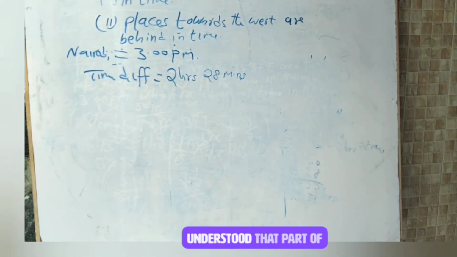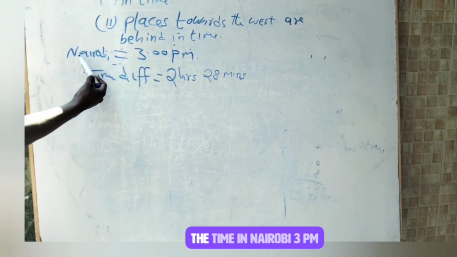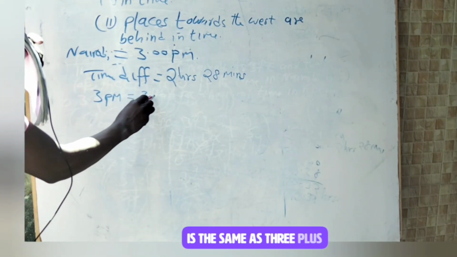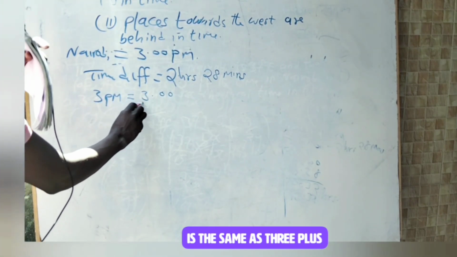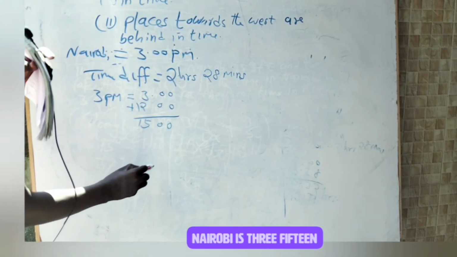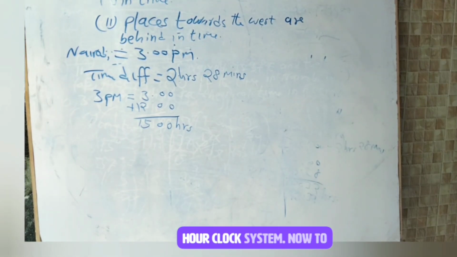Somebody is saying that they have not understood that part of finding the time of Accra. So the easiest way is to convert this one to the 24-hour clock system. The time in Nairobi, 3 p.m., is the same as 3 plus 12. So the time in Nairobi is 15 hours in the 24-hour clock system.